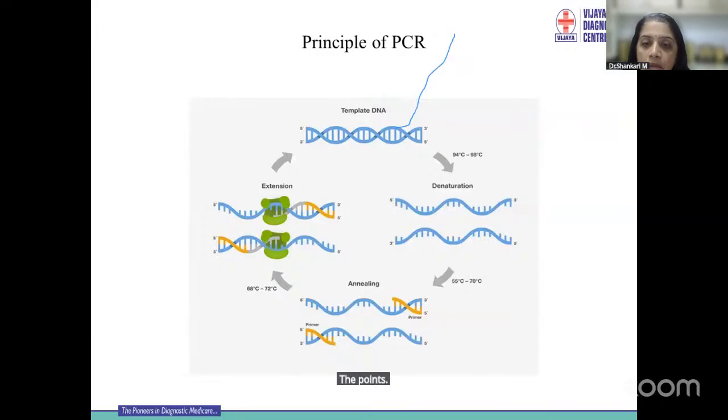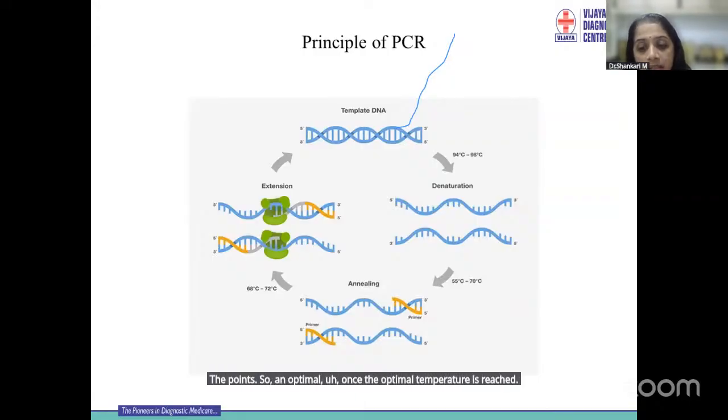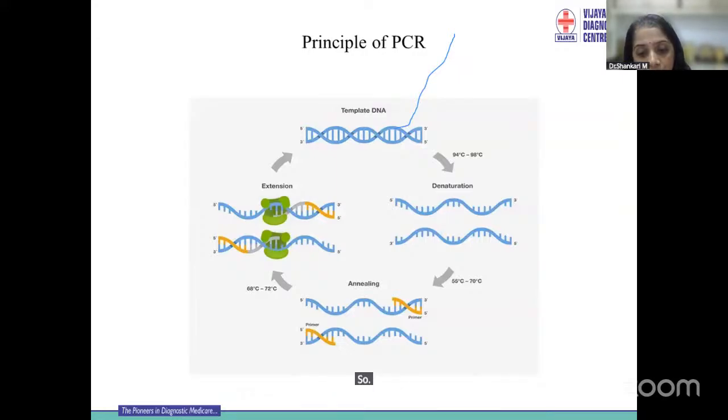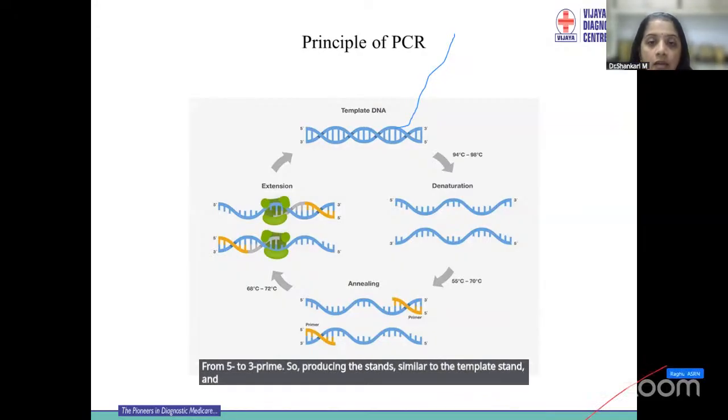Once the optimal temperature is reached, where the enzyme-induced DNA replication happens, it ensures the DNA polymerase activity properly. So this DNA polymerase synthesizes the new DNA strand from 5' to 3', producing the strands similar to the template strand, and then the amplification happens.